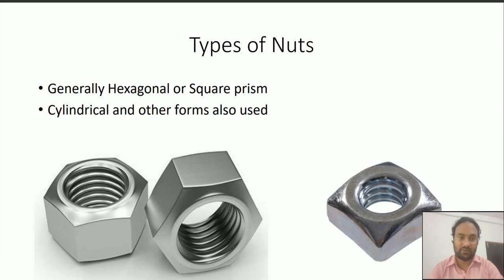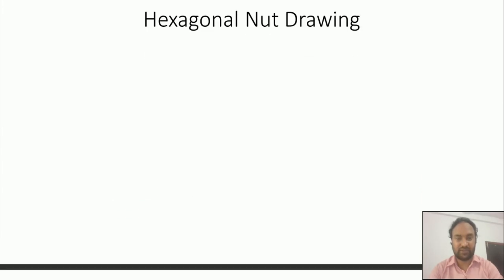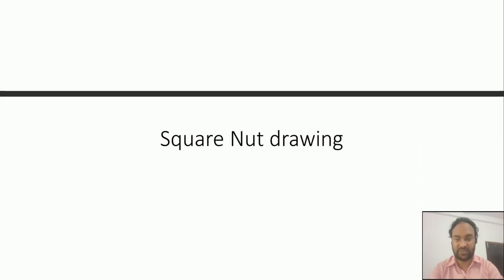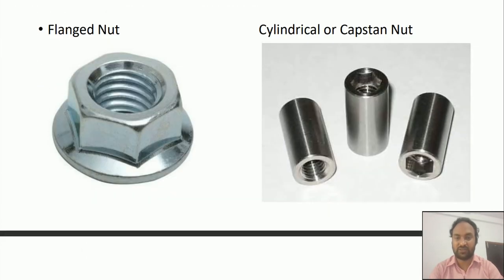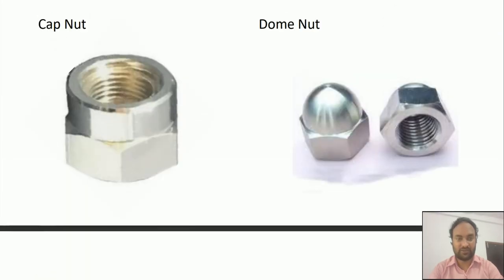I also discussed the types of nuts, especially square and hexagonal nut. Then we saw the special application of cylindrical types of nut, and then this part is left, and the drawing for square and hexagonal nut is left. Then flange nut, we saw why flange nut is used, and then we also discussed cylindrical capacitor nut, cap nut and dome nut.